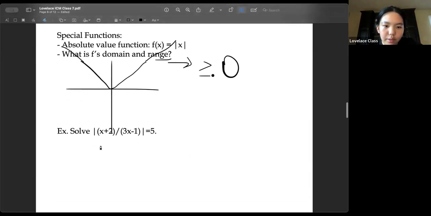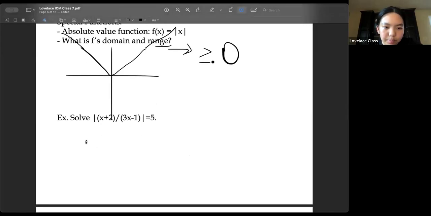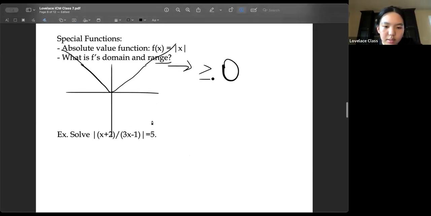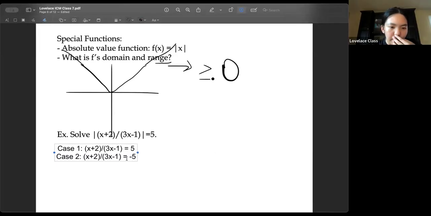All right, solve this equation. To solve absolute value equations like this, it's easiest to just take two cases. The first case, case 1, is when (x plus 2) over (3x minus 1) is equal to 5. And then case 2 is when (x plus 2) over (3x minus 1) is equal to negative 5. And then we solve these simultaneously. We always check for extraneous solutions. Okay, so I'm just going to do the first case.